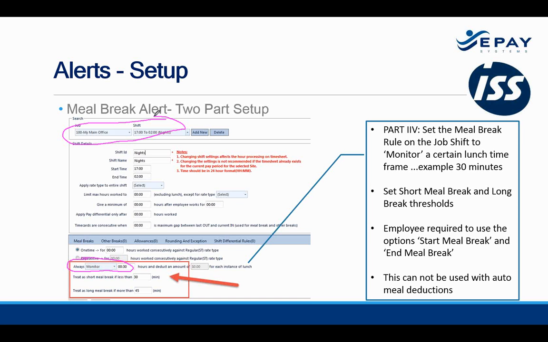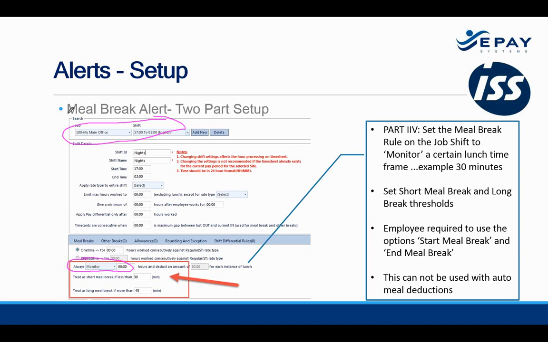Now, this is a big thing in California, and I hear other states are going to go towards this as well. But this is a big thing because we need to make sure that they are taking their full break. Now, the long break can be set up as a threshold, say 45 minutes. This is an example. Set whatever threshold you like, but if they take more than 45 minutes, then you will be notified that they took a long meal break.